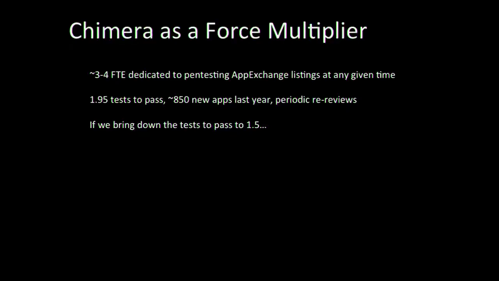But we realized that we need to expand our impact. We simply don't have the resources to have enough product security engineers to do this for everyone. So that's where Chimera comes in. It's basically a force multiplier for us. On average, we have 4 full-time heads across 8 people, maybe half-time, but we have 4 full-time heads working on penetration testing if we're lucky.